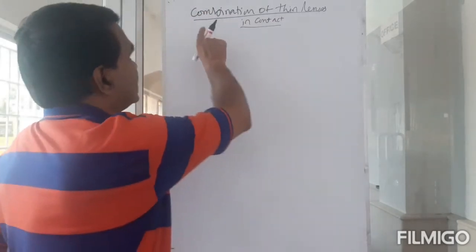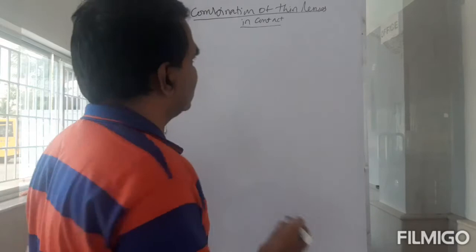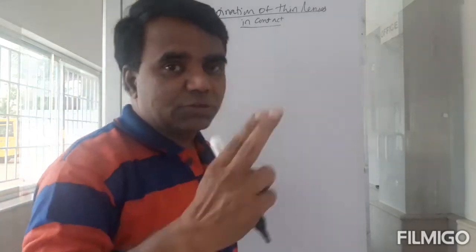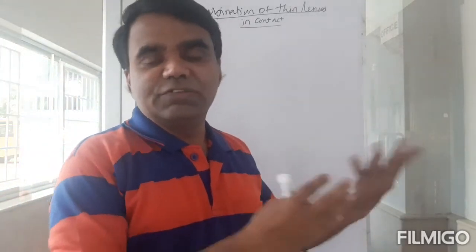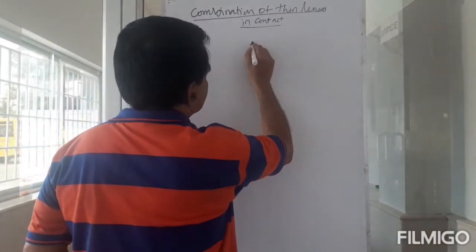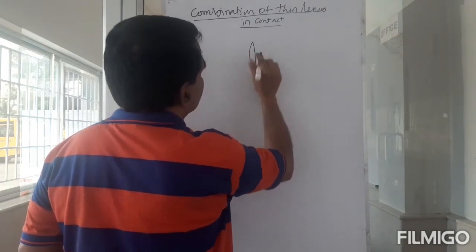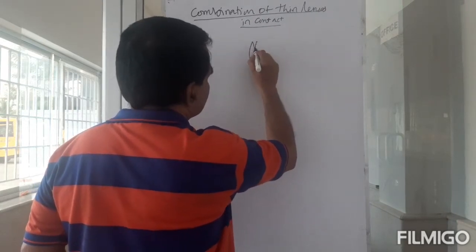That's the whole idea of it. Okay? So that is why we say this is a combination of thin lenses in contact. So let me take two. If I do it for two, then you can do it for any number. So first let me take this lens. This is lens 1, and let me keep in contact with another lens.